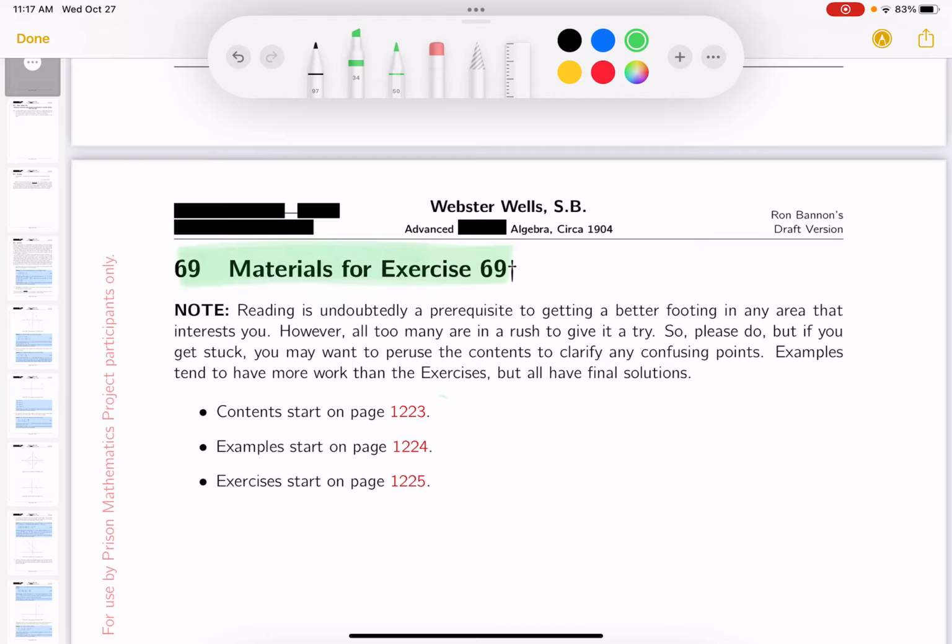Okay, we're in section 69 of the notes. Contents, examples, exercises. This section is a little bit of an exception. They really have no content, no examples, just exercises. So it's a repeat of the past.